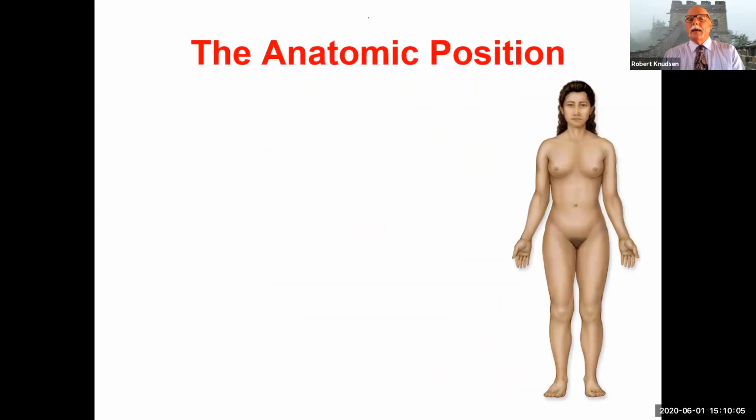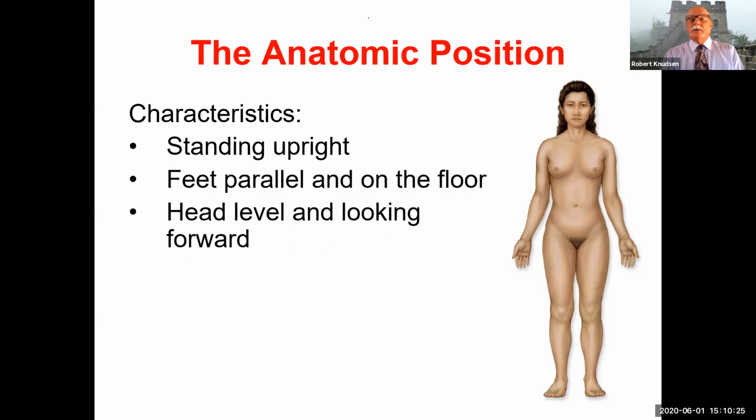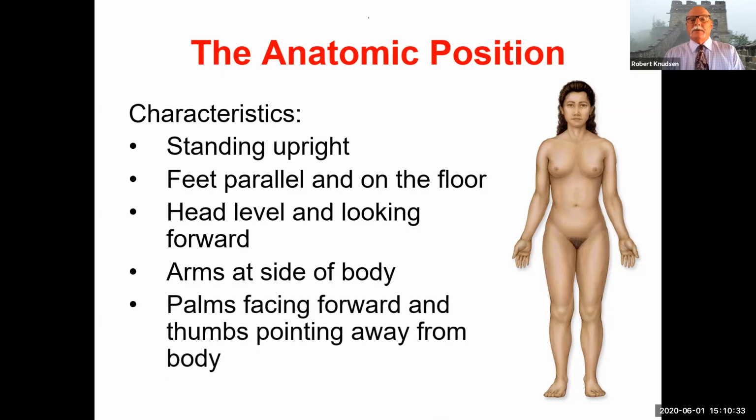Okay, anatomical position. Here she is. Palms forward, thumbs outward, feet flat on the ground, eyes forward. Characteristics, here you go. We said it was coming. Standing upright. Feet parallel and on the floor. Head level and looking forward. Arms at the side of the body. Here we go. Palms facing forward and the thumbs pointing away from the body.